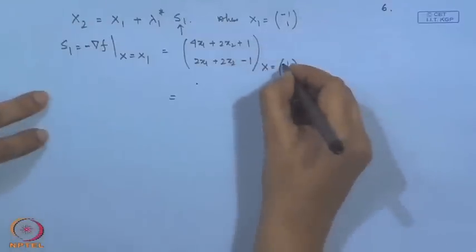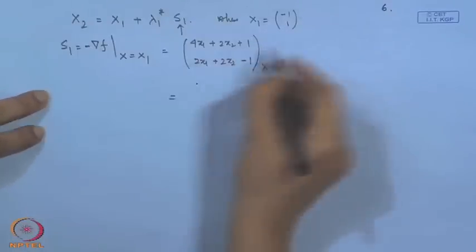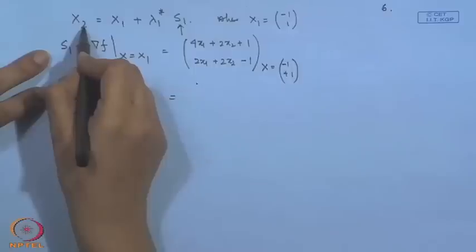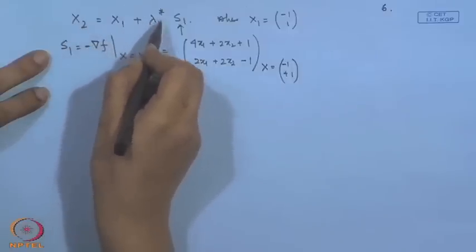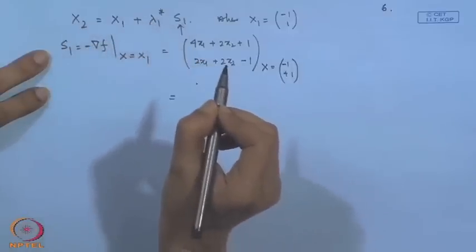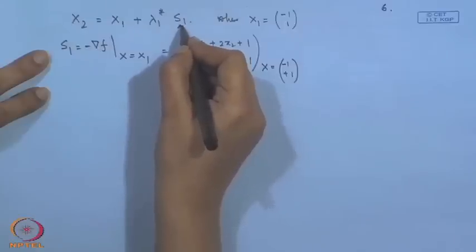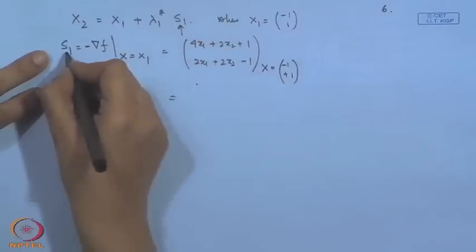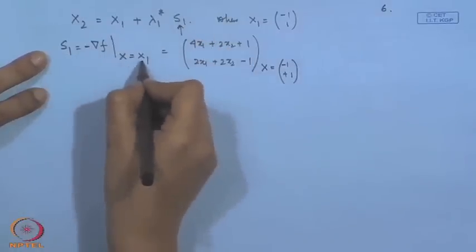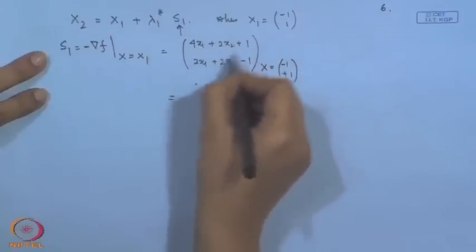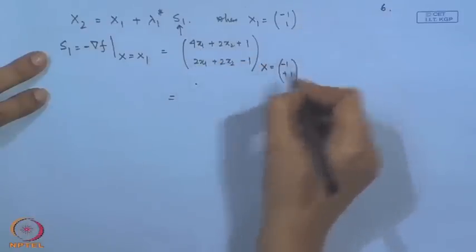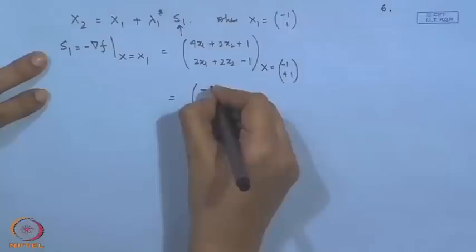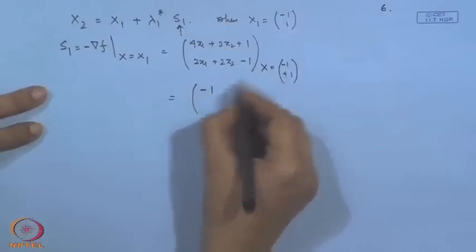If this is so, x equal to minus 1 plus 1, the next point would be x 2. X 2 would be equal to x 1 plus lambda 1 star into s 1. Now, we need to find out the value of s 1, that is the negative gradient direction at point x equal to x 1. That is why this is the gradient value at x equal to x 1 minus 1 plus 1, we get the value as minus 4 plus 3, that is minus 1, and this is again minus 1.